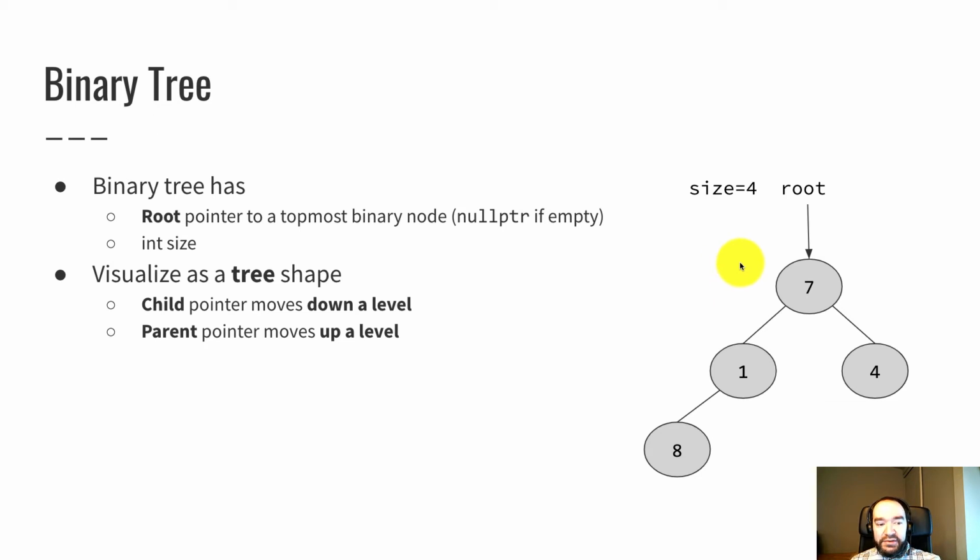We visualize one of these trees as kind of a family tree shape, this kind of branching out diagram, and we visualize this and sketch it with a child pointer moving down a level. So 7 has 2 children, 1 and 4. They are drawn below 7, down a level in the sketch. And likewise, following a parent pointer moves us up in the sketch. So 1's parent is 7, so 7 is drawn above the 1.